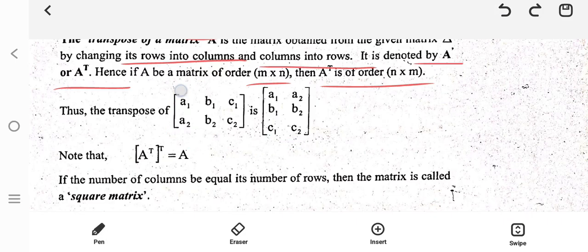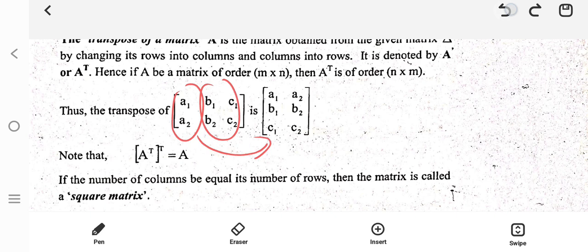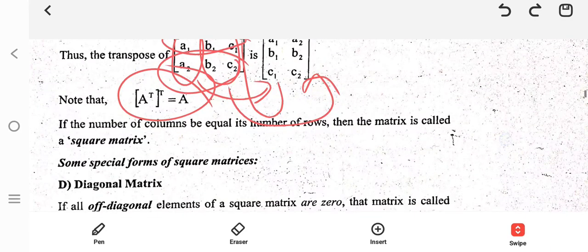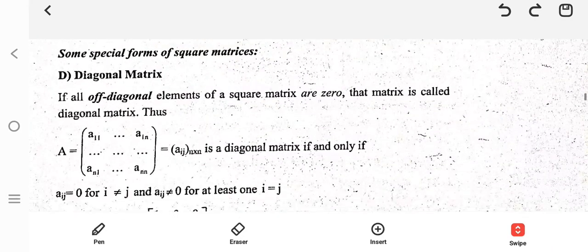Just change the first row into the first column and the second row into the second column. So note that the transpose of A transpose is the original matrix. Okay, and the diagonal matrix.